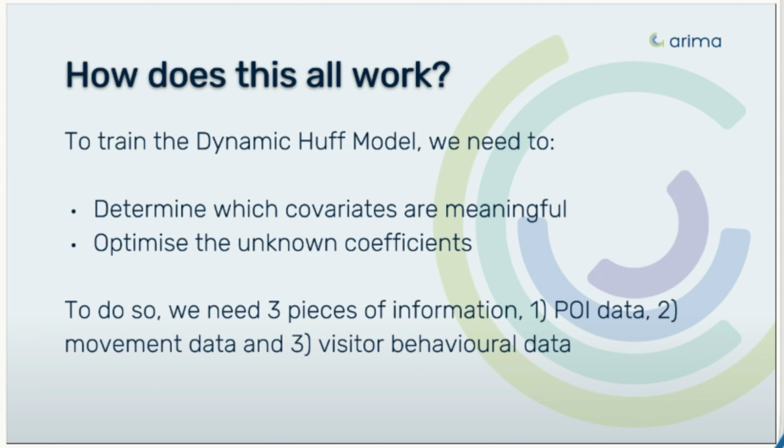To do so, we need 3 pieces of information, 3 different data sets we'll talk about. One, you need some point of interest data. So you need to know where the stores are. You need to know how big they are. You need to know where they're physically located. You need to know what type of store that is. Is it a grocery store? Is it a bank? Is it a whatnot? Two, you need movement data.